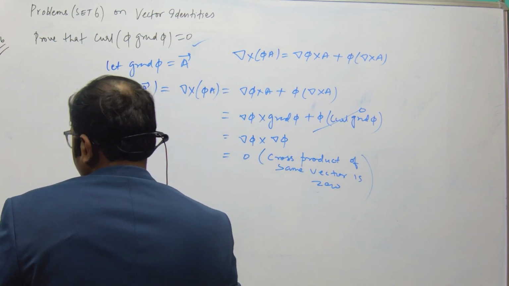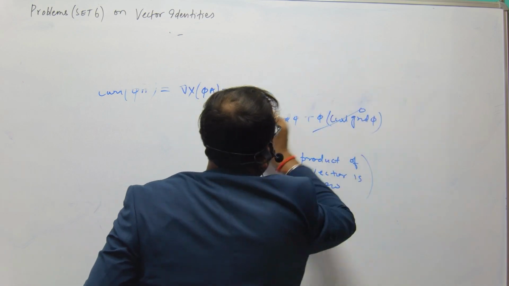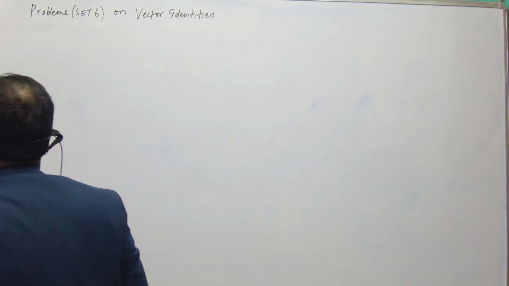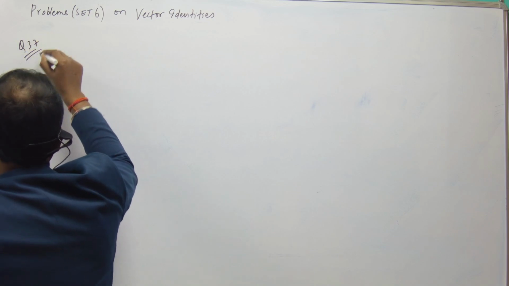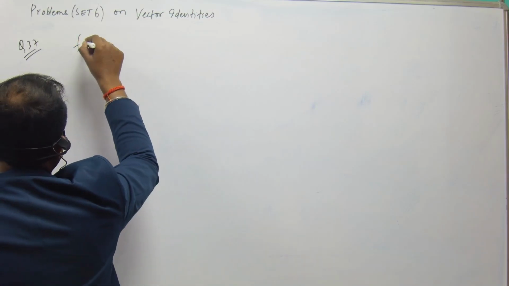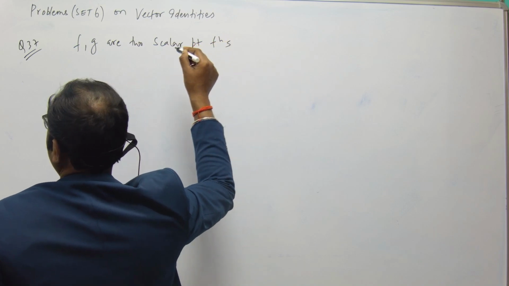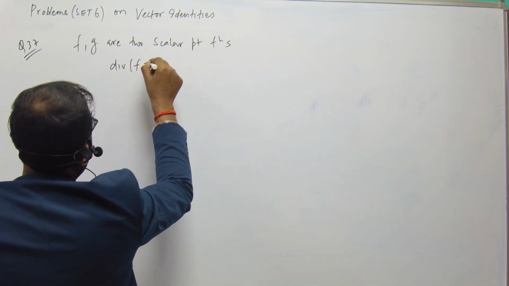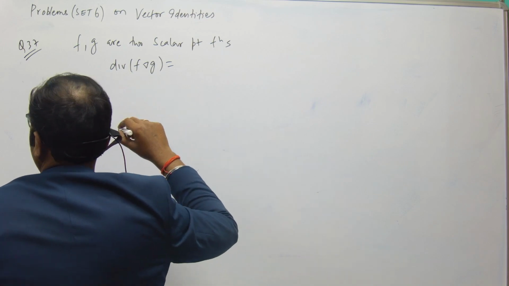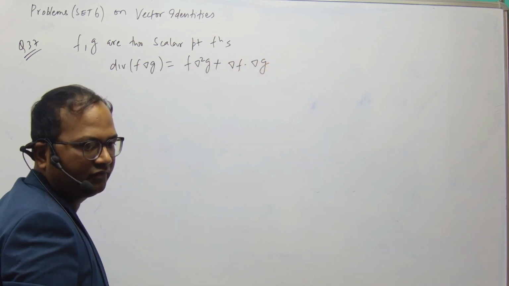Let us discuss question number 37. If f and g are two scalar point functions, prove that divergence of f times gradient of g is equal to f times del square g plus del f dot del g. How can we solve this?